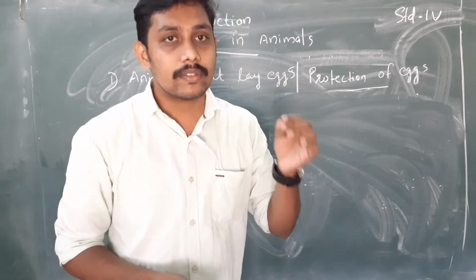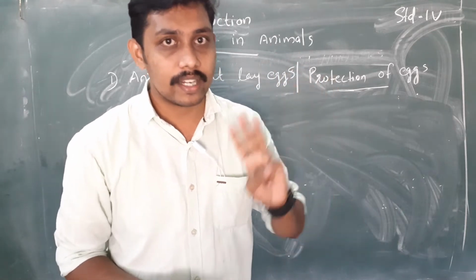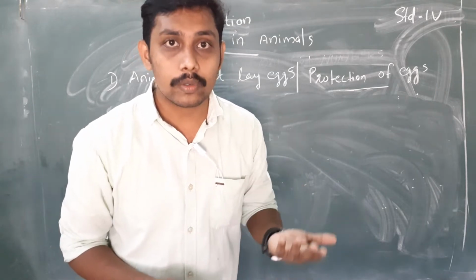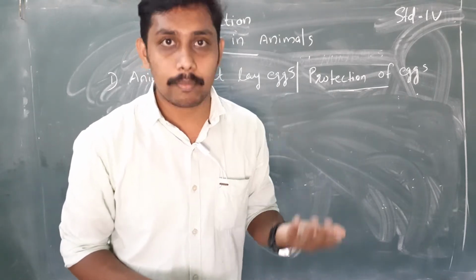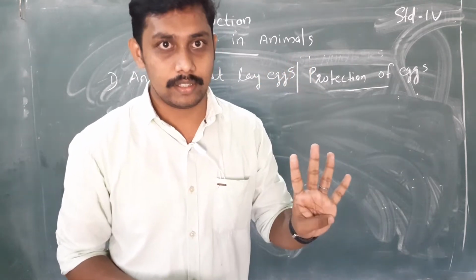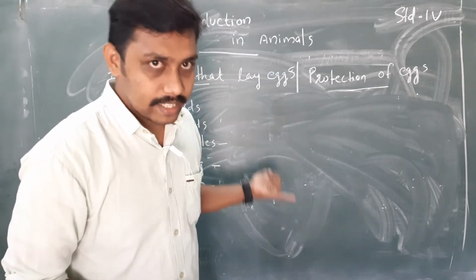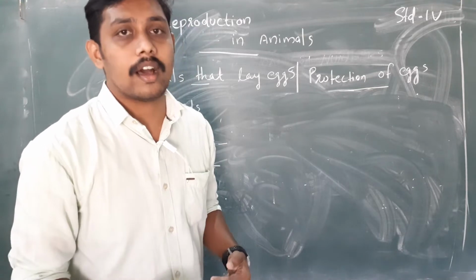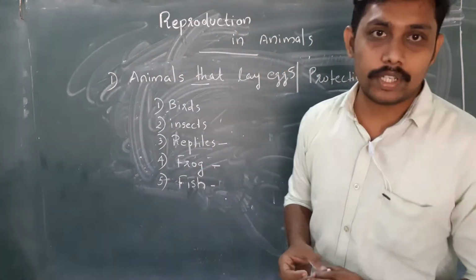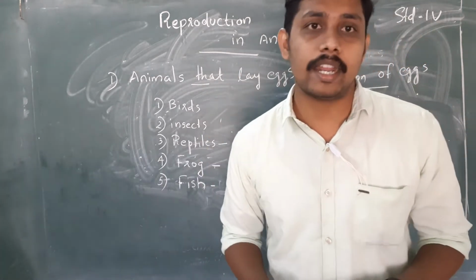In the case of insects we discussed the cockroach. Cockroach have three different stages. And the butterfly also lays eggs for reproduction, isn't it? In the case of butterfly there are four stages. Okay, we discussed birds and insects. So in this class we are going to discuss reptiles, frog and fish, animals that lay eggs for reproduction.